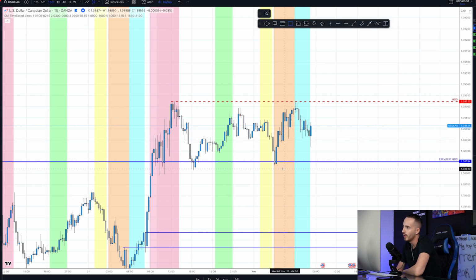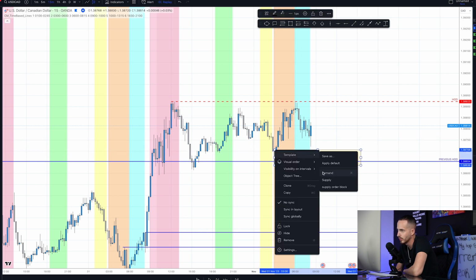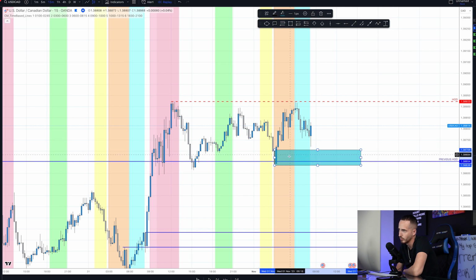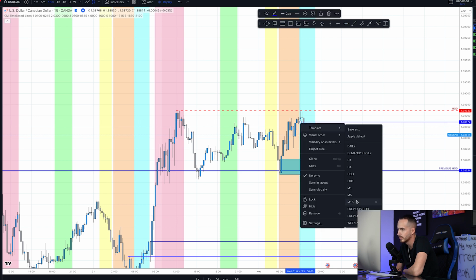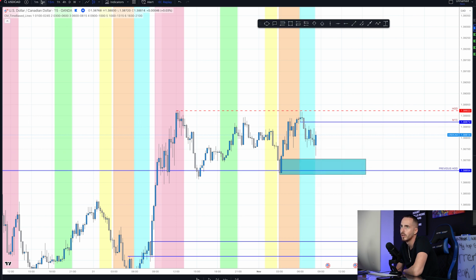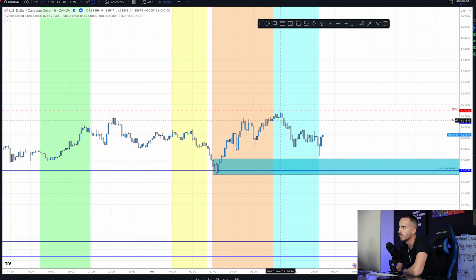Why do I say this? Because what did we have here? We have an area of demand right here that was created in London that created this push to the upside. So we have an area of demand in confluence with the previous high of day. And then we also have an area of supply right here, which is the pre-New York. So this is our previous session setting us up, M15 in confluence with the high of day. We have M15, M5 supply in confluence.